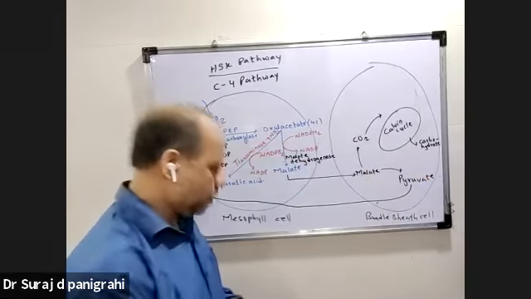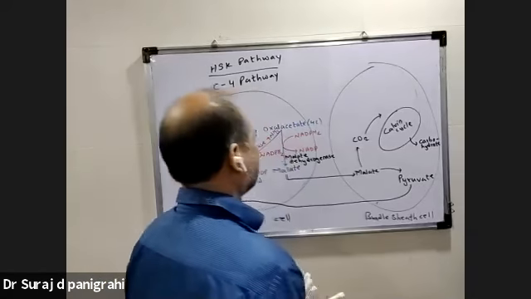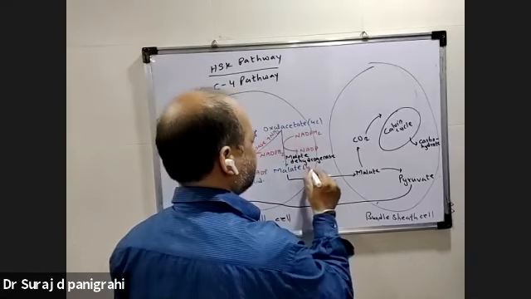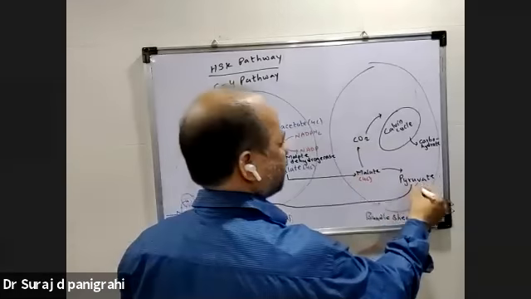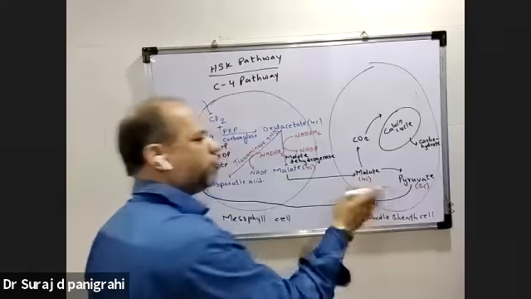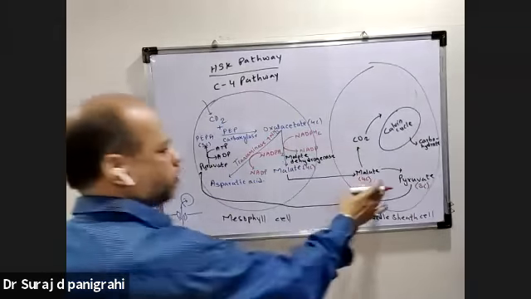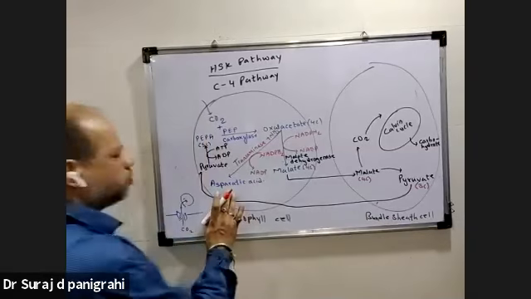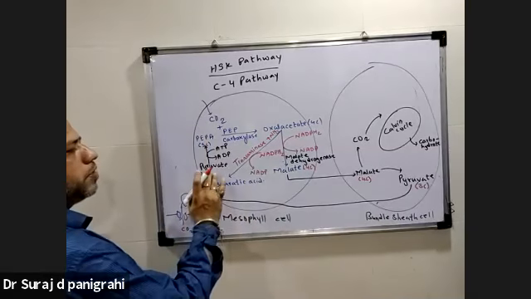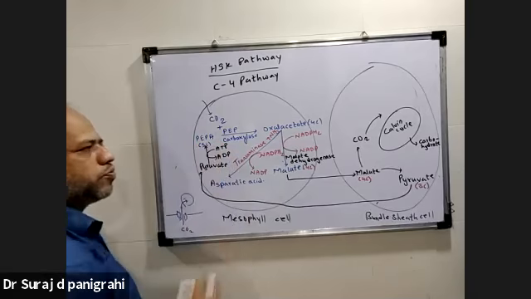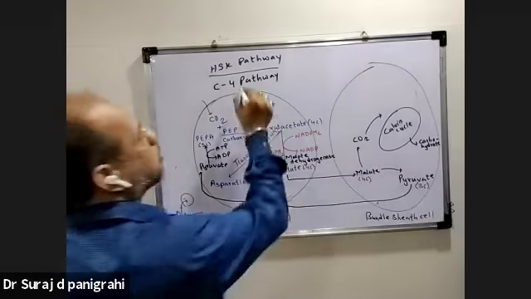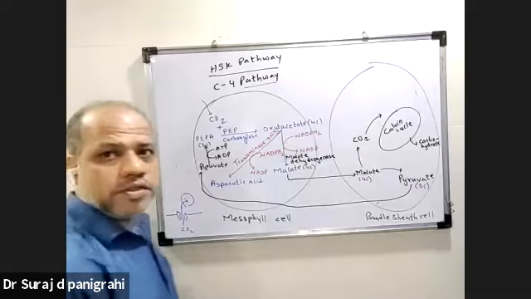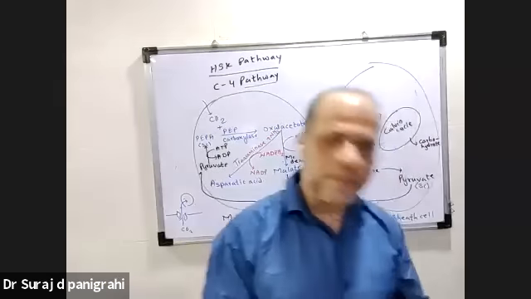Malate is a 4 carbon compound. Malate is made up of 4 carbons. So when one carbon of carbon dioxide is given off, this becomes 3 carbon. Now pyruvate will again go from the bundle sheath to the mesophyll cell. In the mesophyll cell, pyruvate uses ATP to form phosphoenol pyruvate and the cycle continues. Hence it is called a pathway or cycle. Okay? Because it is continuously taking place.